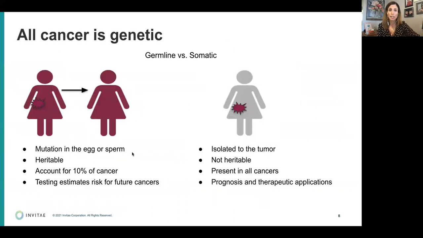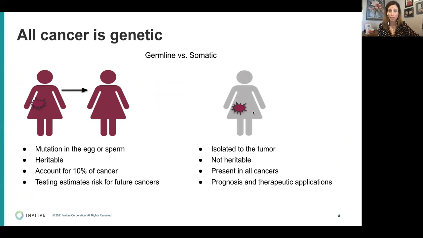So just to reiterate, in germline versus somatic variants, in the germline, these are mutations that are present in the very egg or sperm that made that individual, and they are present throughout that individual's body. They are heritable, so they can be passed down to the next generation. Overall, germline variants account for about 10% of common types of cancer. And it's important to test for these variants because it can have implications for future cancer risk for that individual.